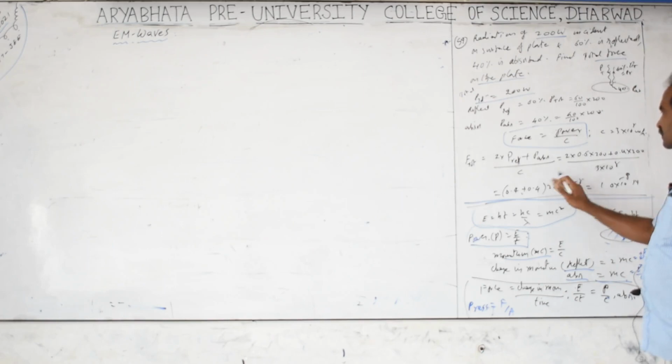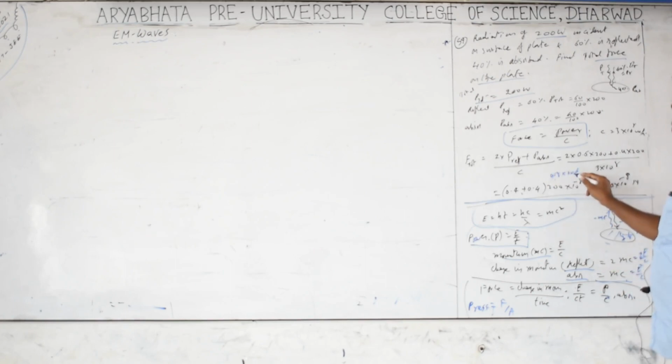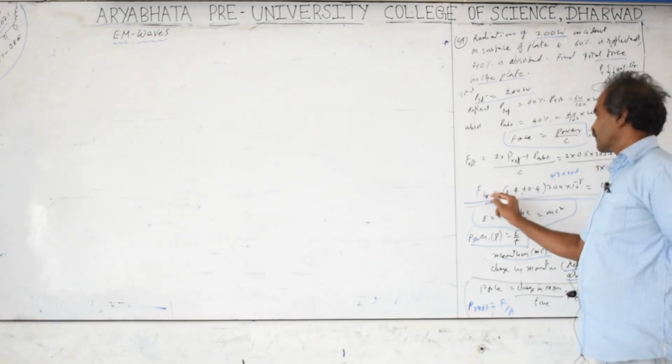Sorry, what is 0.8 into 200? The decimal cancels, 160. So 160 into 10 to the power of -8 newtons is the total force acting.